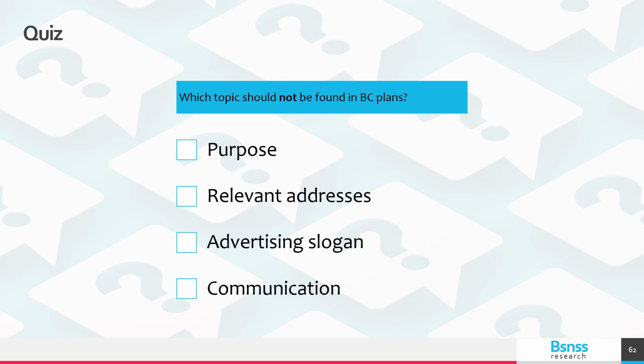Quiz. Which topic should not be found in BC plans? 1. Purpose. 2. Relevant addresses. 3. Advertising slogan. 4. Communication. Please stop the video if you need more time now. The correct answer is: the advertising slogan is not part of the BCM.